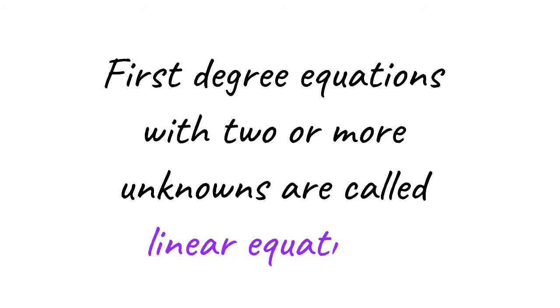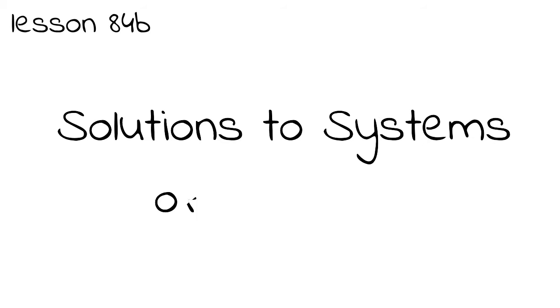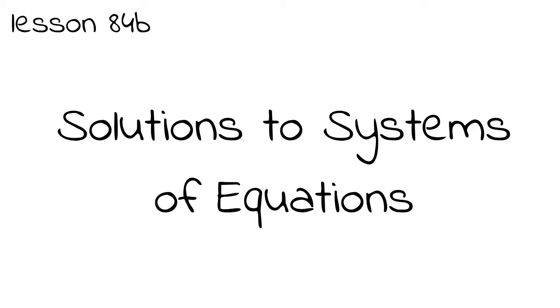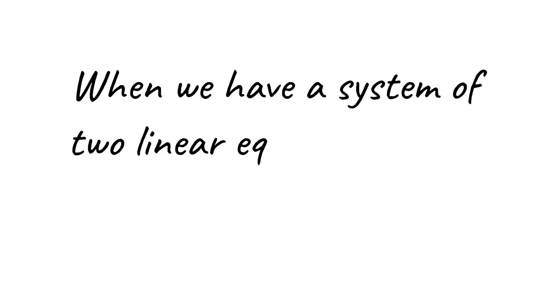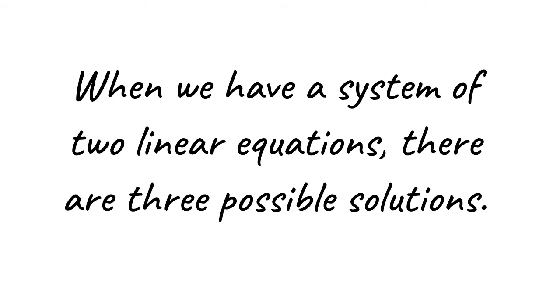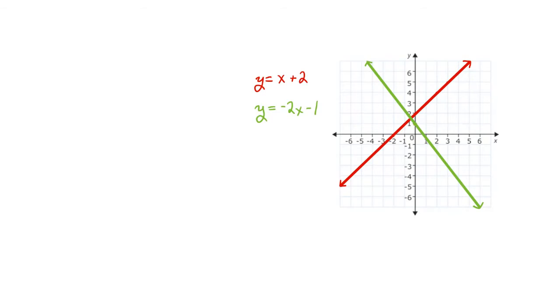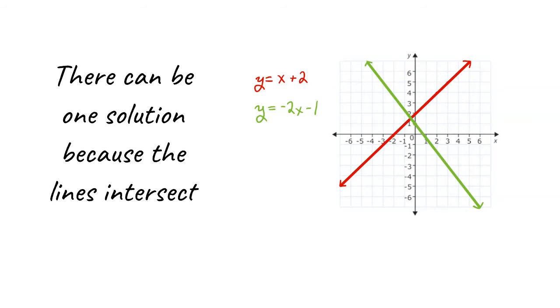First-degree equations with 2 or more unknowns are called linear equations. When we have a system of 2 linear equations, there are 3 possible solutions. There can be one solution because the lines intersect at one point. This is what we usually try to solve for.